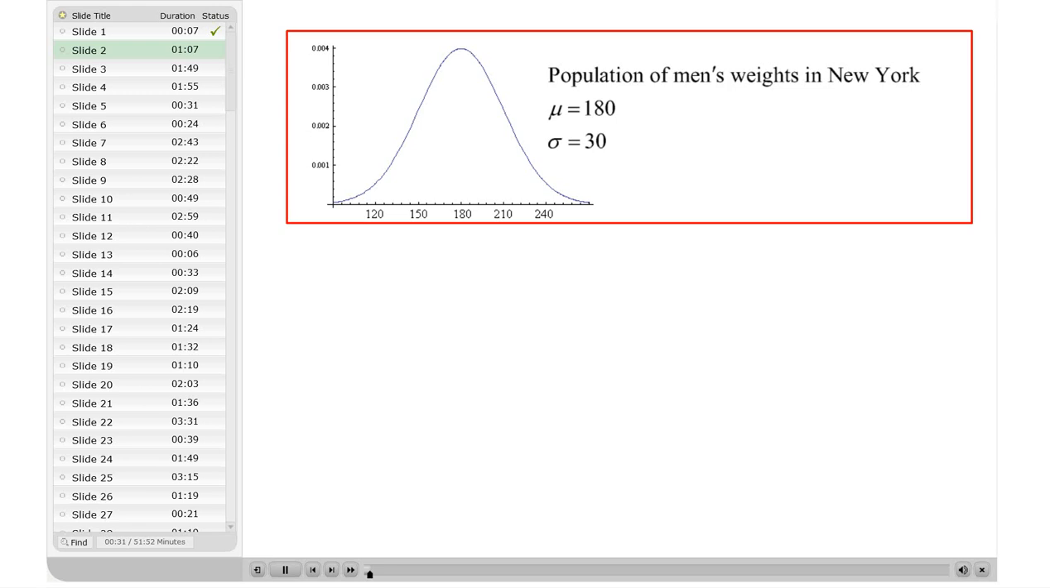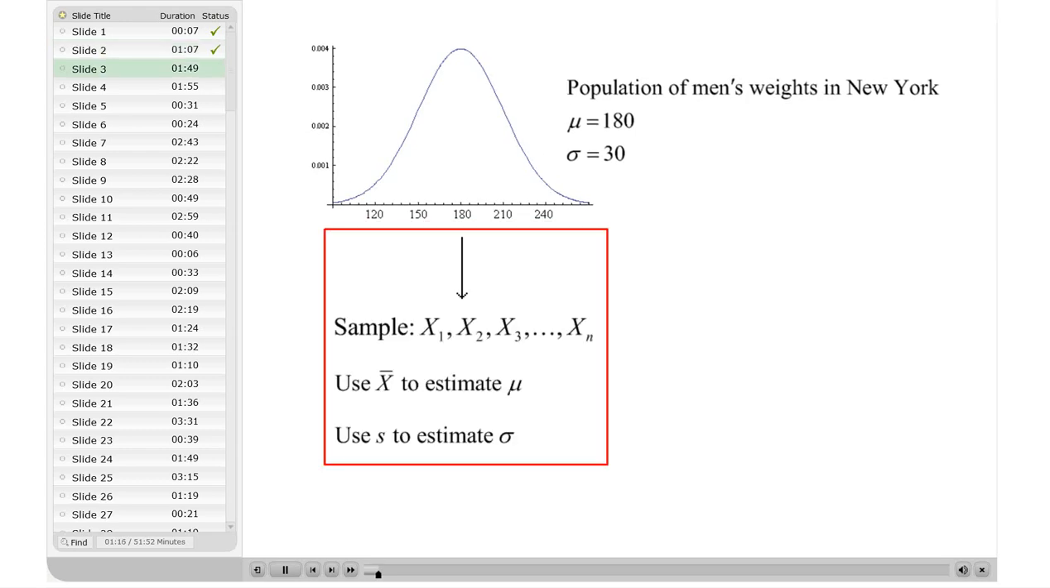So to get us started, let's take a look at this first example where we have a normal distribution, and this normal distribution corresponds to the population of all men's weights in New York. Now, in this example, we know that the population mean is 180 and the standard deviation is 30. So again, those are population parameters. That 180 represents the average weight of all men in the population, and sigma equals 30 represents the standard deviation of all men in the population. Now, normally we aren't able to obtain these numbers directly because we can't actually measure everyone's weight in the population. It's just too expensive. So instead, we're going to take a sample.